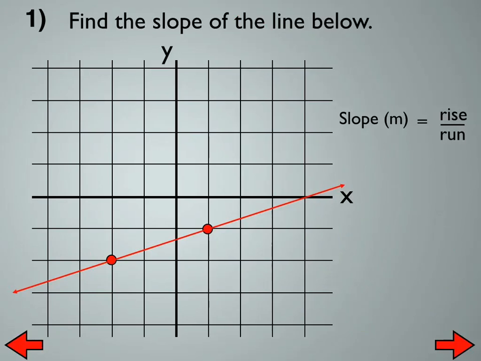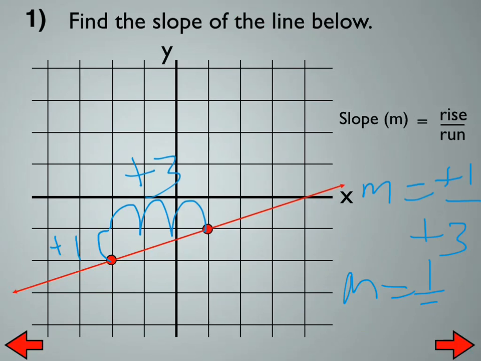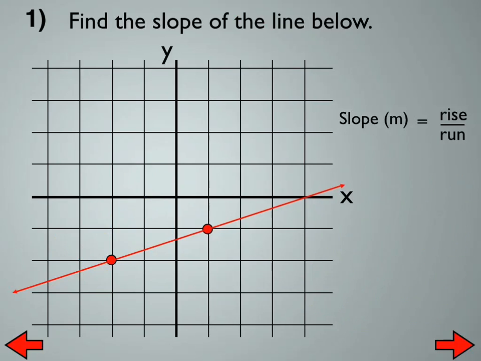1 over 3. So, we have to count how many we are rising. So, I don't count until I move. There is a rise of positive 1. So my slope is a rise of positive 1, and then I count how many I run. 1, 2, 3, and since I went to the right, that is a positive 3. So I have positive 1 over positive 3, which is 1/3. So the slope is 1/3. Any questions about that? Rise 1, run 3. All right.